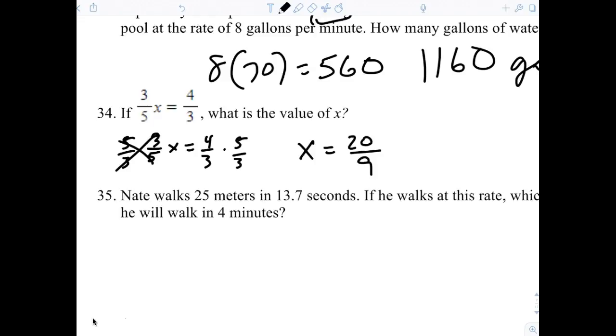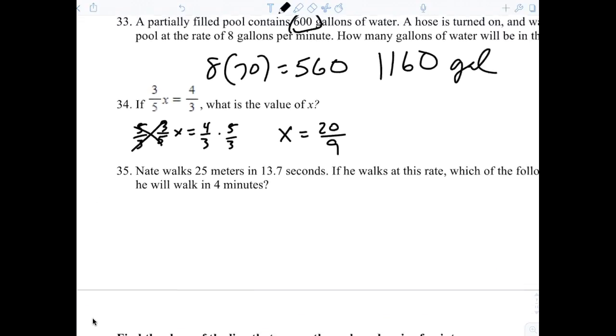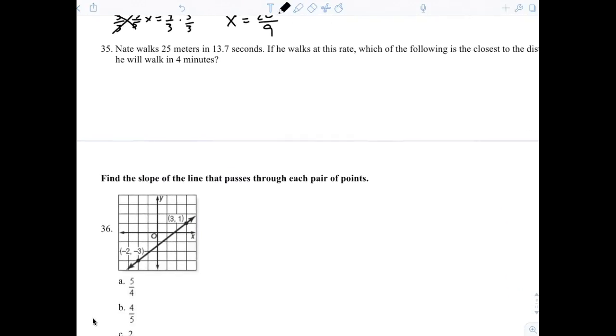Everybody happy? Yes. All right, let's try the next one. Have Nate answer it. So now, Nate walks 25 meters in 13.7 seconds. All right, so he can do 25 meters in 13.7 seconds. He can walk for what? 4 minutes. So I've got to convert 4 minutes to what? 240 seconds. Good job, guys.